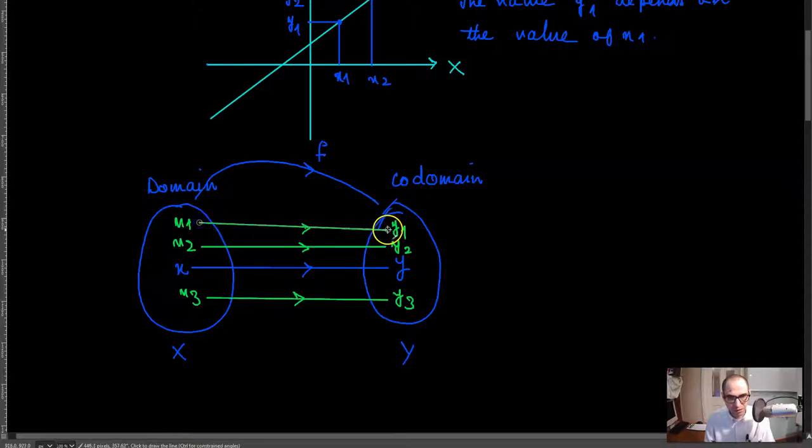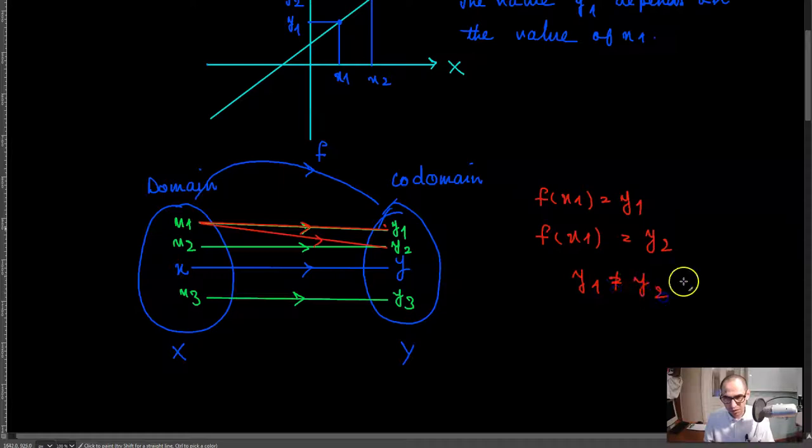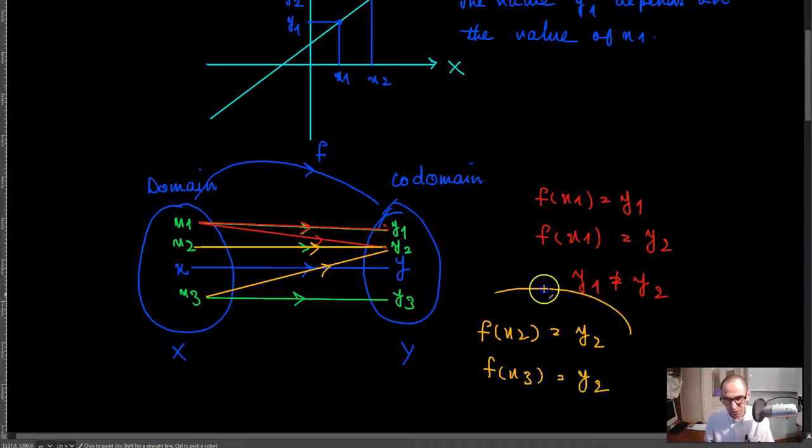And of course, since it's a function, it's not possible that x1 is mapped to y1 and also mapped to y2. It's not going to be a function, right? Meaning that if f of x1 is equal to y1, and also f of x1 is equal to y2, and since y1 is not equal to y2, this is an impossible situation. So you cannot do this. You can say that x1 maps to y2, also x2 maps to y2, meaning that f of x2 is equal to y2, and f of x3 is also equal to y2, and that would be a valid function. There is no problem with that.